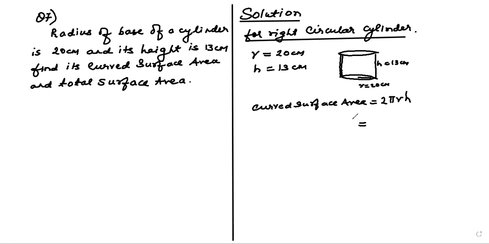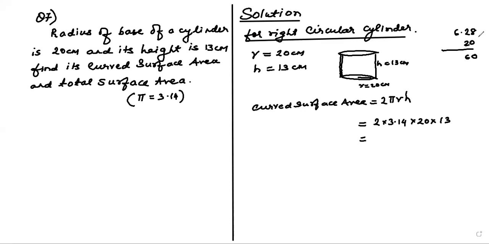Since the value of pi is mentioned in the question as 3.14, naturally you have to take pi as 3.14. So 2 into 3.14 into radius 20 into height 13. Not to struggle, children, it's so simple. 2 into 3.14 is 6.28. Now, this 6.28, if I multiply by 20, first 0 into anything is 0.